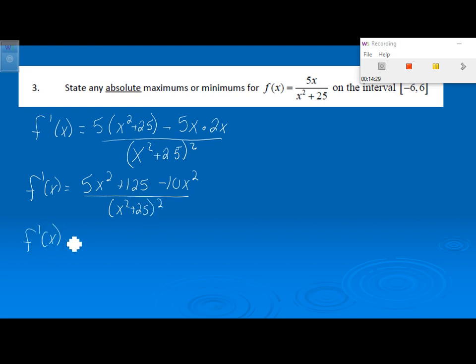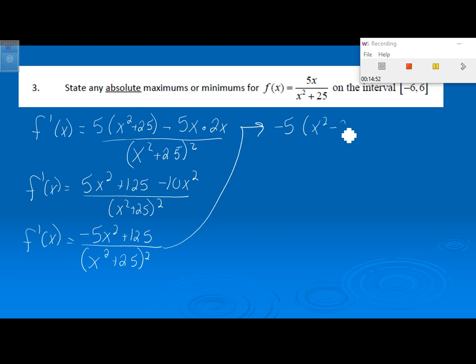If I simplify that, I've got negative 5x squared plus 125 over x squared plus 25 quantity squared. In the numerator, I'm going to factor out a -5, which leaves x squared minus 25 over x squared plus 25 quantity squared. Now, let's go get our critical numbers. The denominator can never, ever be equal to 0 because of that plus 25. So I gain nothing from that.